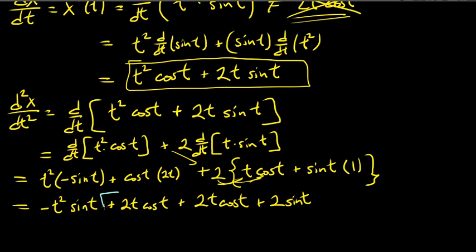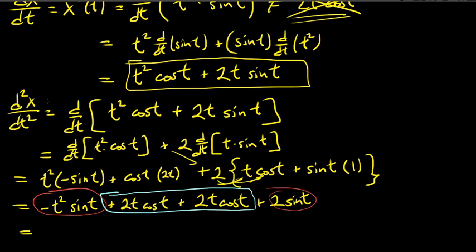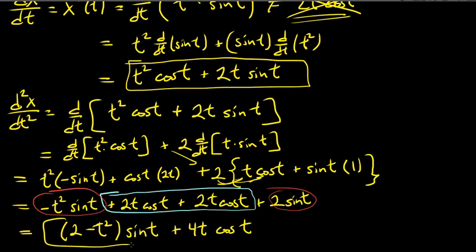I think, though, we should simplify these, right? These are like terms. 2t cosine t plus 2t cosine t is 4t cosine t. And in fact, these are also like terms as well, sort of. You can factor out the sine of t. So let me write it this way. We're going to write 2 minus t squared times the sine of t plus 4 times t times the cosine of t.